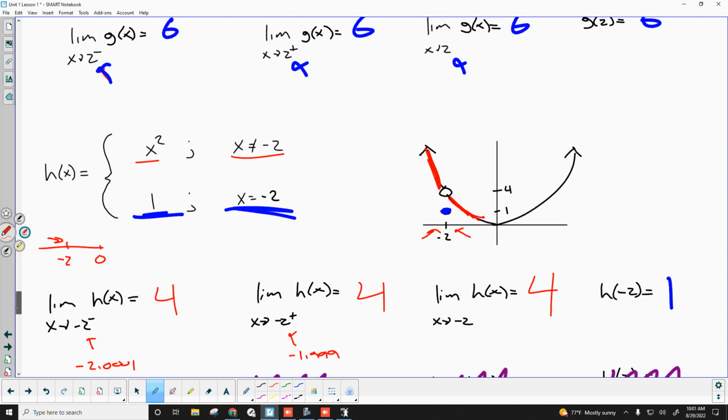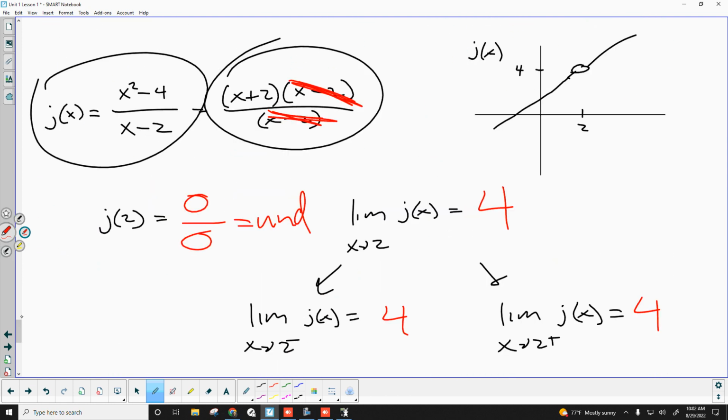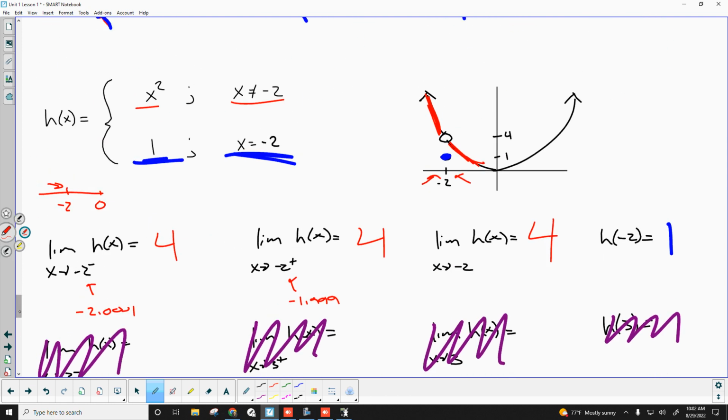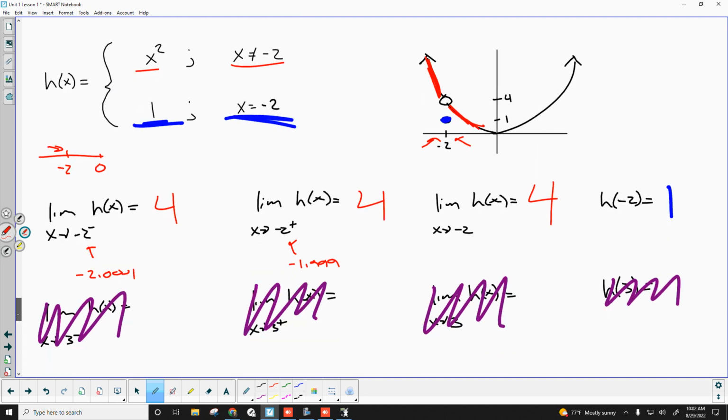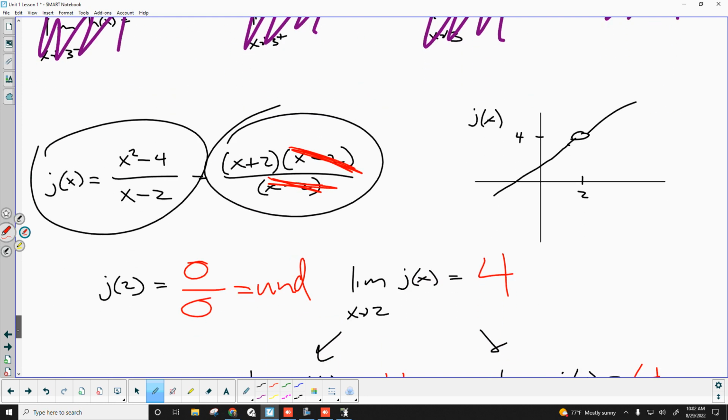This is a hole with a point. Holes have limits. What does the limit equal? The y-coordinate that we're approaching at the hole, not the y-coordinate of the point. The point is just at this location. Limits don't care about locations. They care about what's going on just to the left and just to the right of the location.